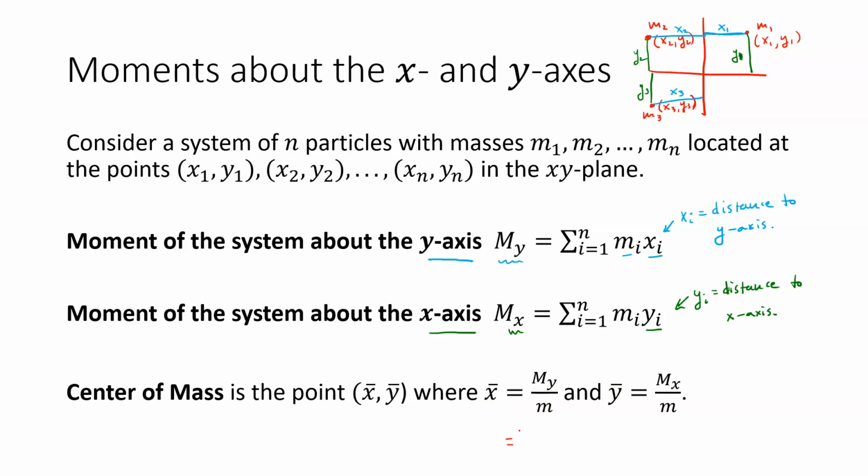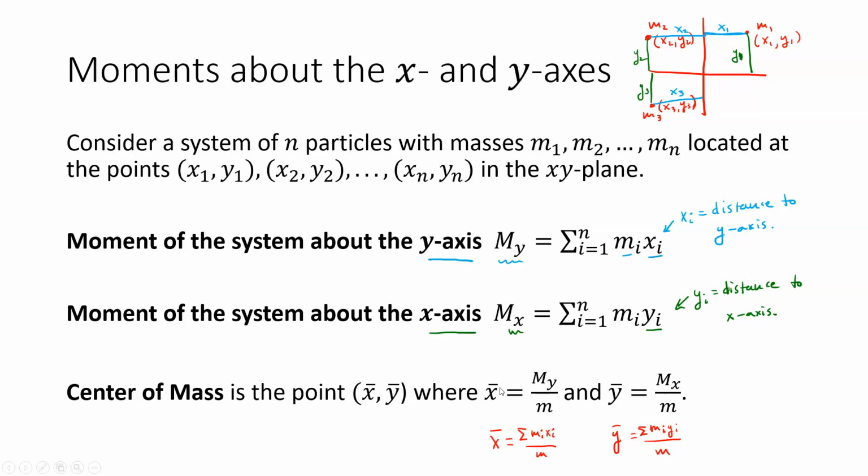Maybe an easier way to remember it is that we're summing up all the mixi to get x bar. And to get y bar, we're summing up all the miyi, and then dividing by the total mass.